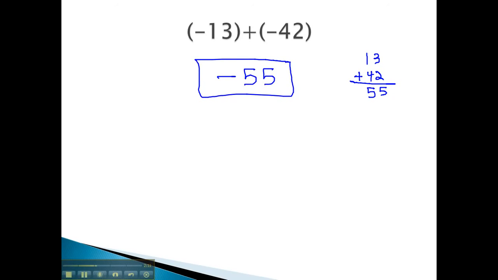To add integers that have the same sign, we will add the numbers and keep that sign.